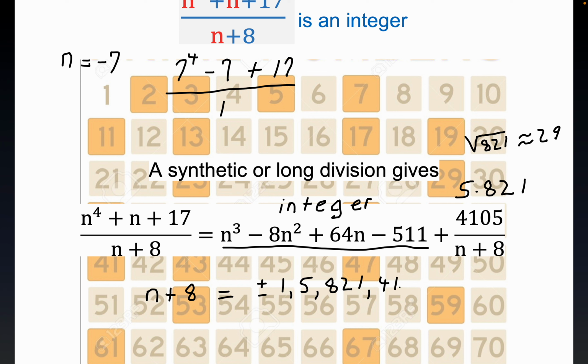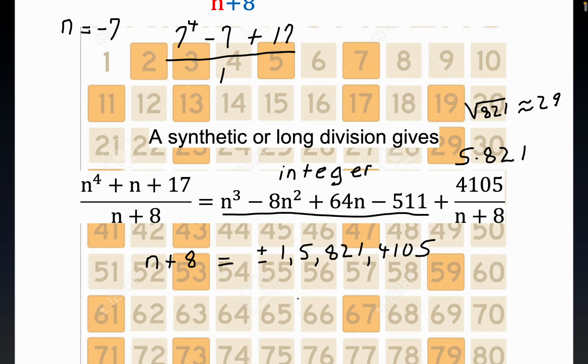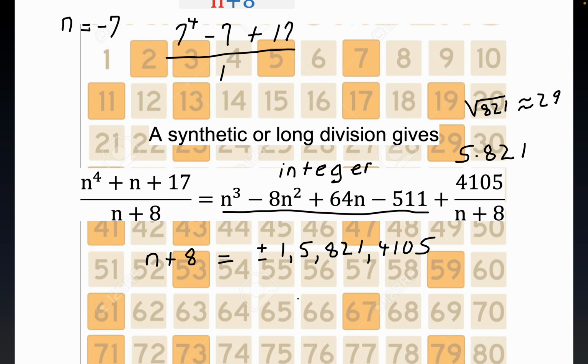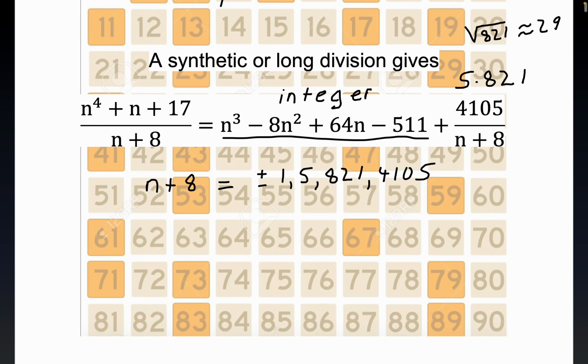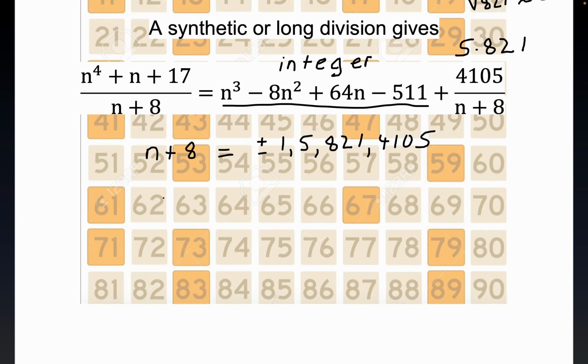Now, I'm sure you've noticed already that we don't have to worry about the negative divisors here because n plus 8 equal to a negative is guaranteed to be a negative number. n plus 8 equal to a negative number means n has to be negative also. That's very clear. So let's take a look at what happens with the positives. Remember, we are trying to find the smallest positive integer n. So let's take a look at what's going on here. n plus 8 equals 1.